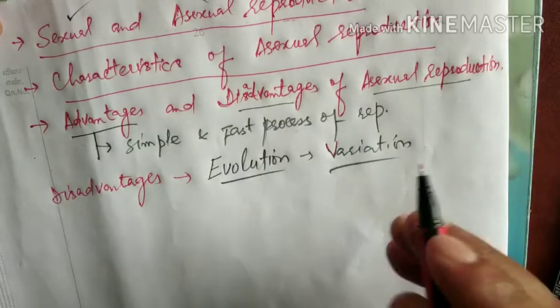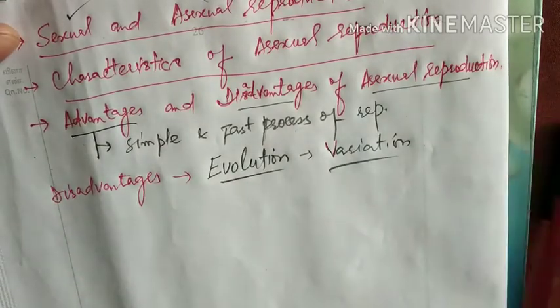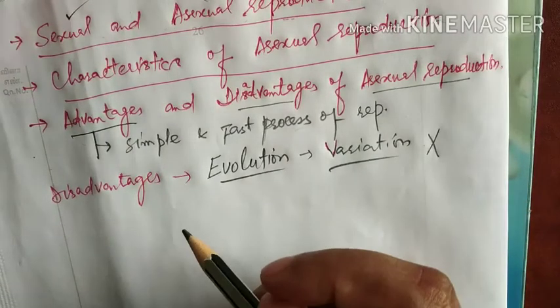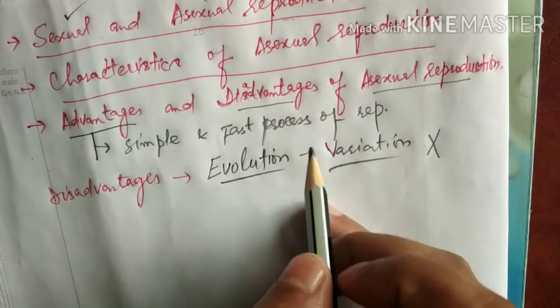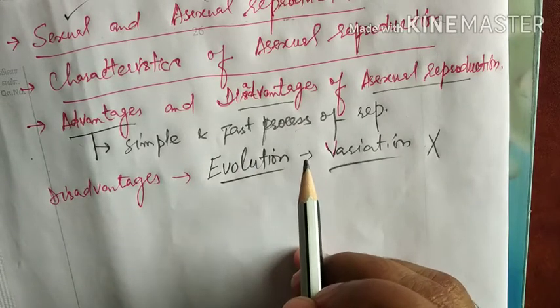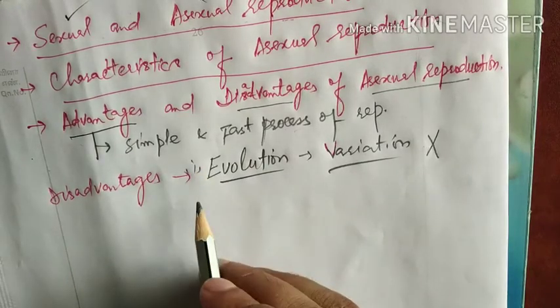The process of evolution is not possible in case of asexual reproduction. A species consequently cannot adapt to changes in its environment. You understand? So number one is that evolution is not possible.